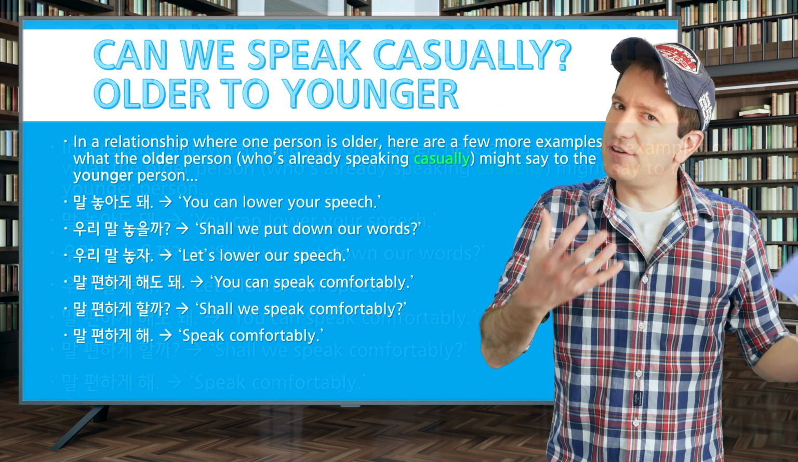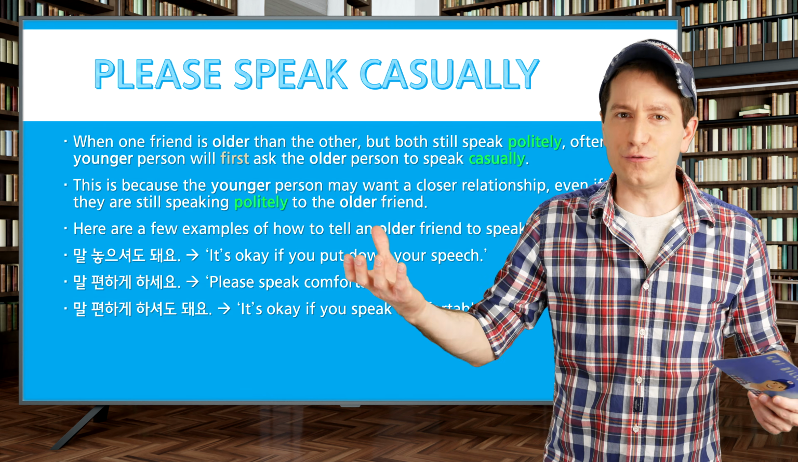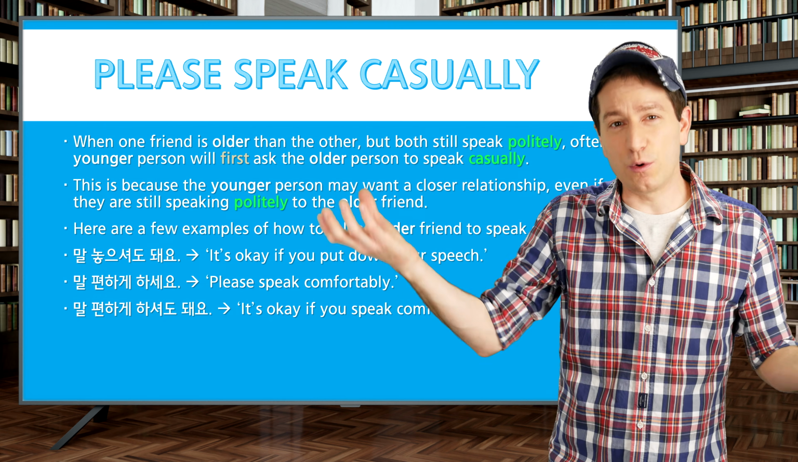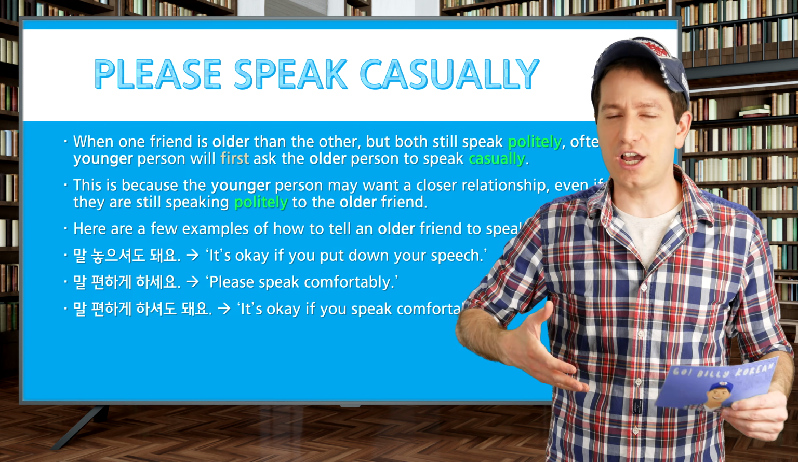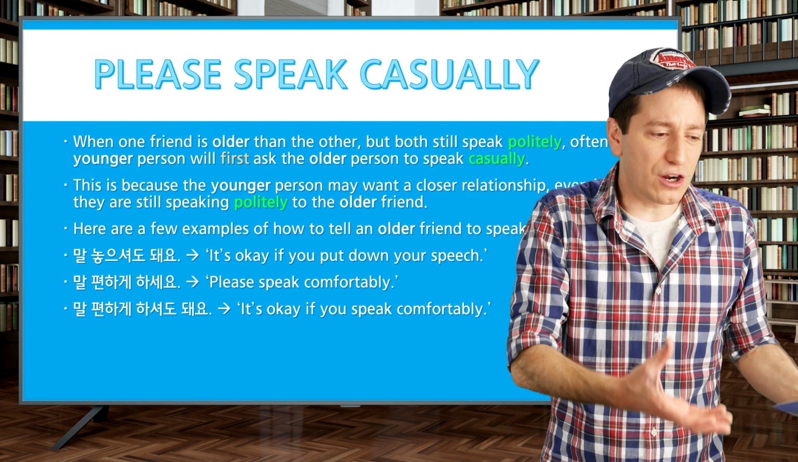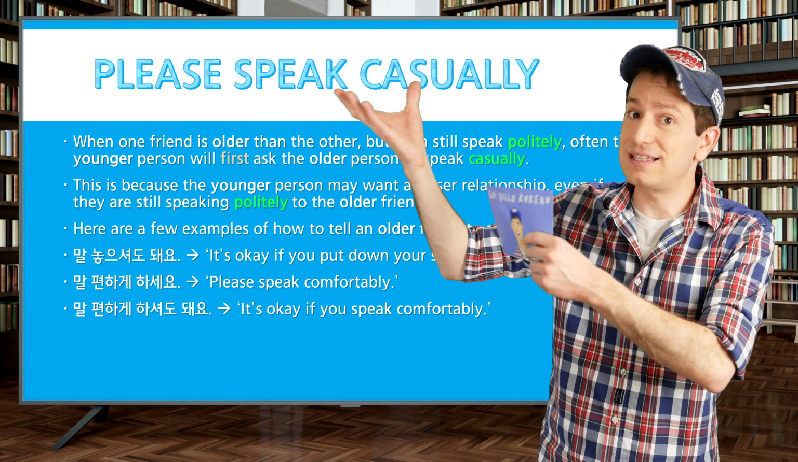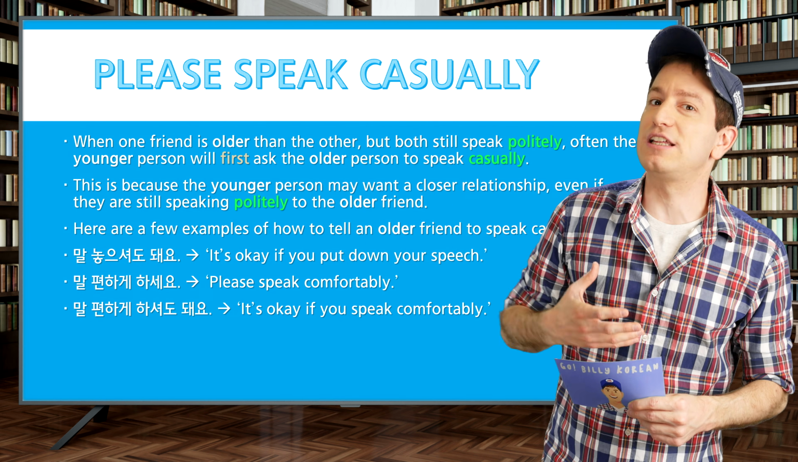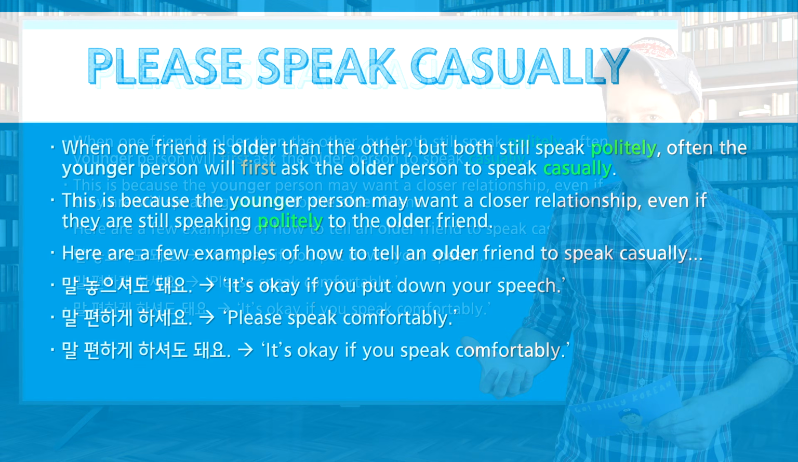But before that even happens, typically there will be two friends of a different age, and they will both be speaking politely toward each other. So in those cases, the younger friend will usually first ask the older friend to speak casually toward them. So here's how that works.